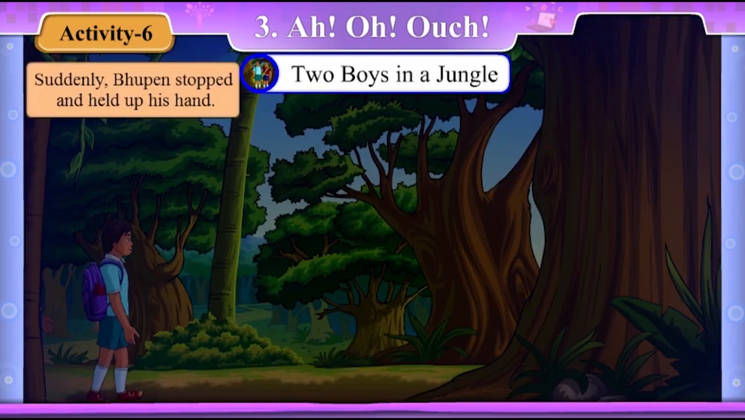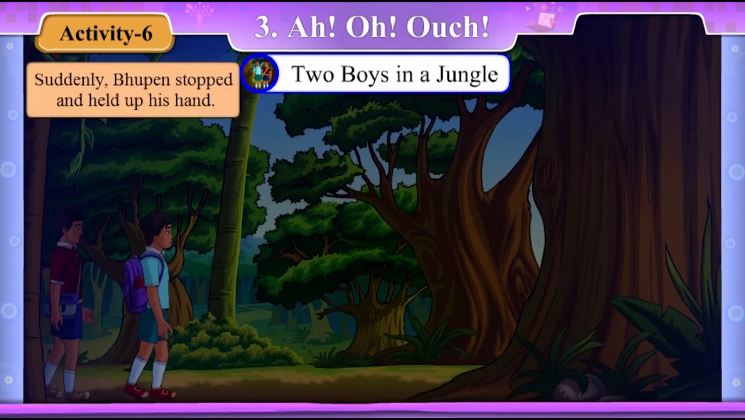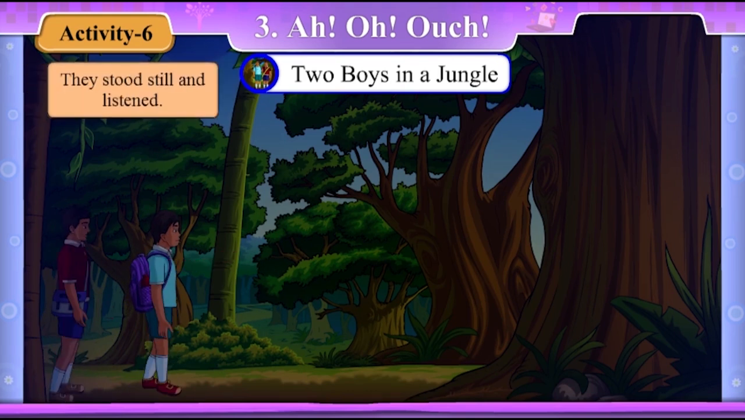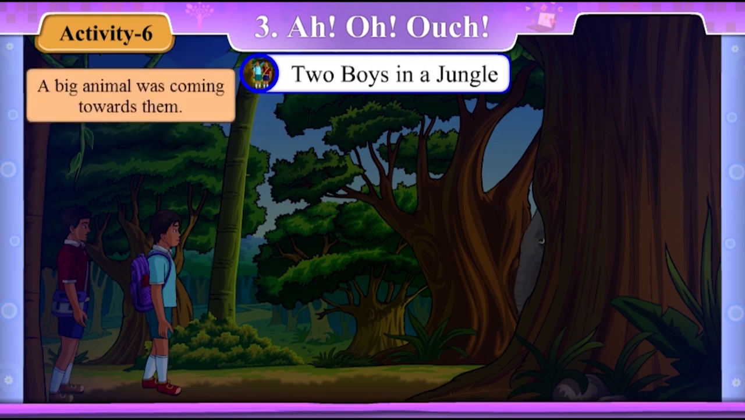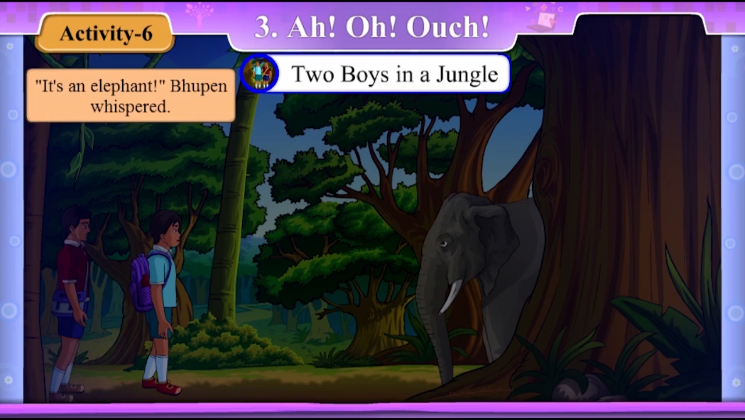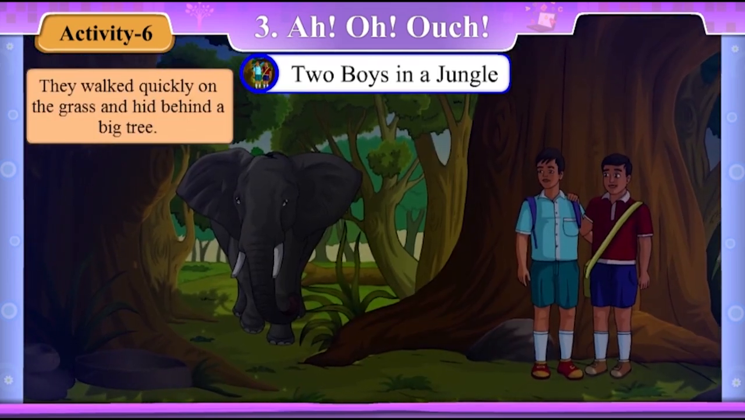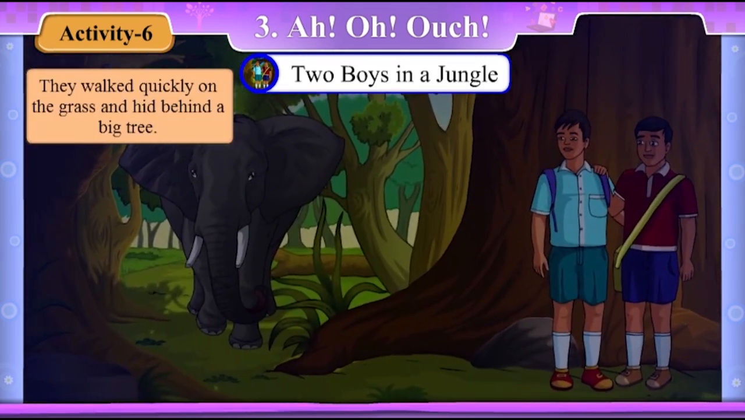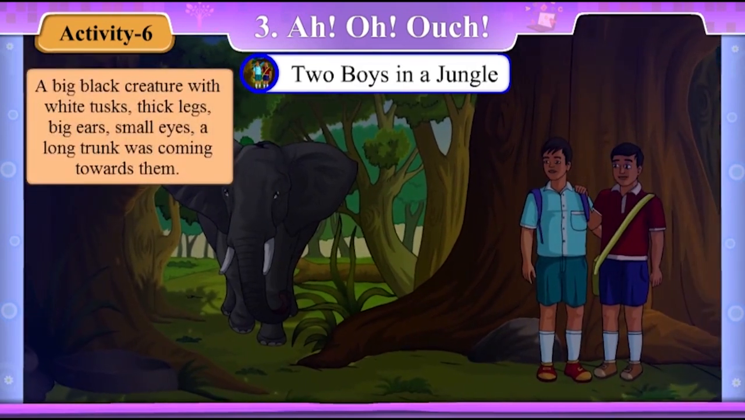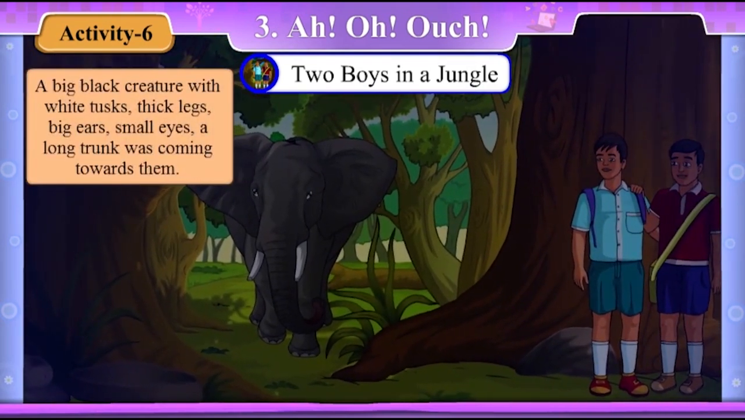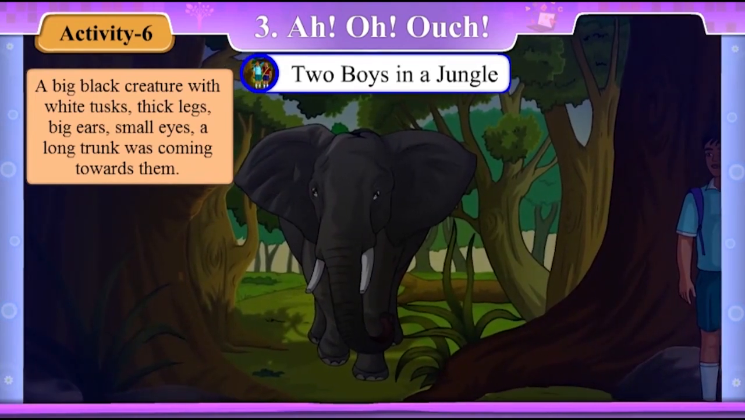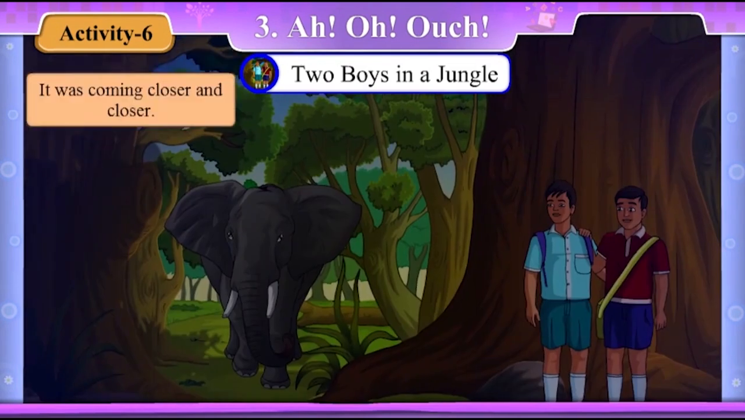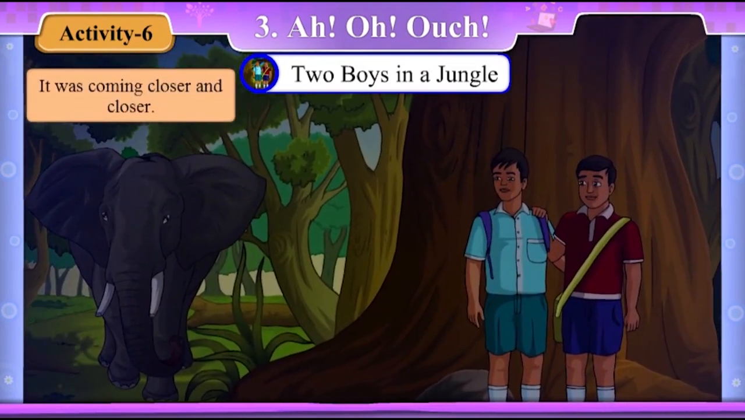Wait. Suddenly, Bhupen stopped and held up his hand. They stood still and listened. Thump, thump, thump. A big animal was coming towards them. It's an elephant. They walked quickly on the grass and hid behind a big tree. A big black creature with white tusks, thick legs, big ears, small eyes, a long trunk was coming towards them. It was coming closer and closer.